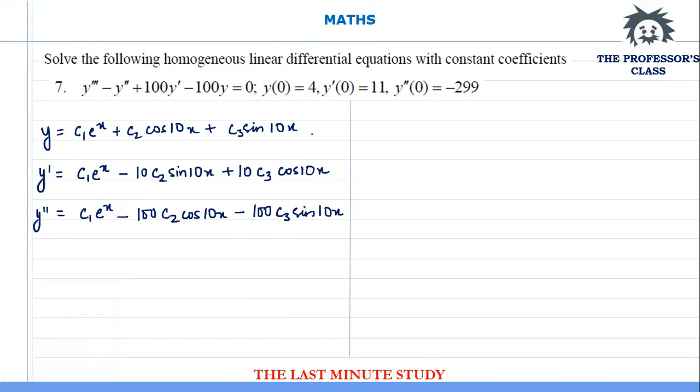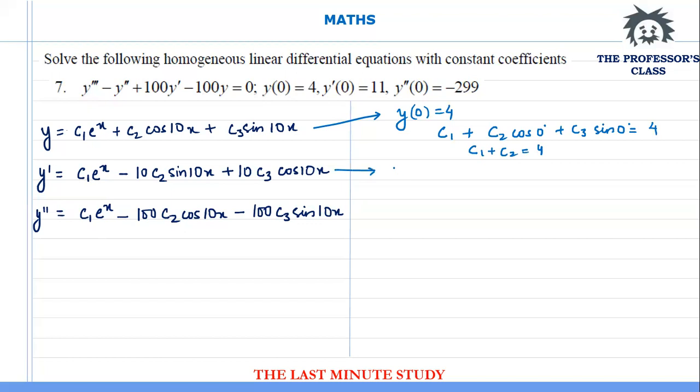Now let's substitute these values one by one. The first condition I'll be solving is y of 0 equal to 4. So let's substitute x equals 0 over here. I'll get C1 plus C2 cos 0 plus C3 sin 0 equals 4. Now we know that sin 0 is 0. So I'll be left with C1 plus C2 being equal to 4.